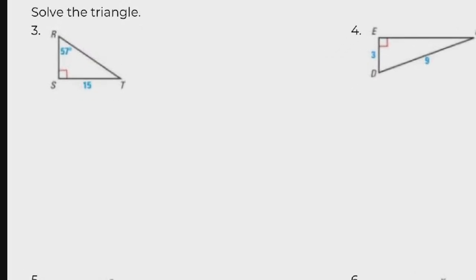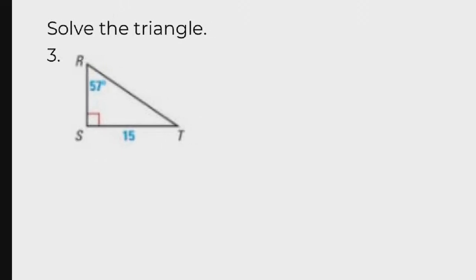Okay, next we want to solve the triangles. That means we want to find all the missing sides and the missing angles. So for this triangle, we have R is 57 and ST is 15. We can find the measure of angle T pretty easily because all three angles of a triangle have to add up to 180 degrees. Since all of these have a right angle, which is 90 degrees, the measure of angle T would be 90 minus 57. So the measure of angle T is going to be 33 degrees.